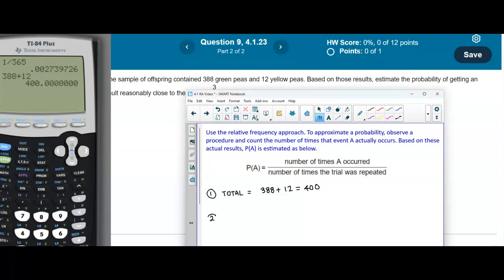Okay, now the second part is asking us to find the probability of getting a green pea. So that means we're going to find the probability of getting one green pea. So that is the number of green peas over the total peas. So we notice that 388 represents the total amount of green peas, and we're dividing that by 400.